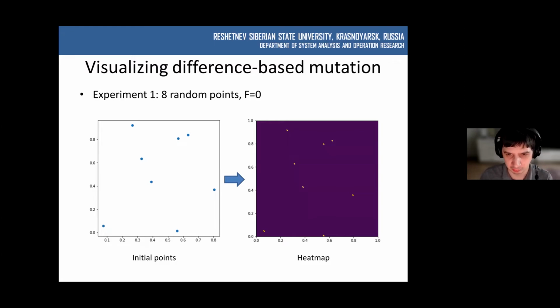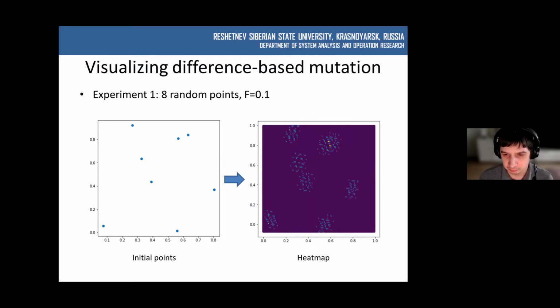But what if we increase F? We will get a picture like this. And actually, this is getting a little bit more interesting. Why? Because actually, we have a group of points around each point, which represents the same set of points, but rotated under different angles. I mean, it looks like this, yes. And it's like a copy of the same population around each point, also rotated with different angles. So it's a set of points which depends on the original set of points.